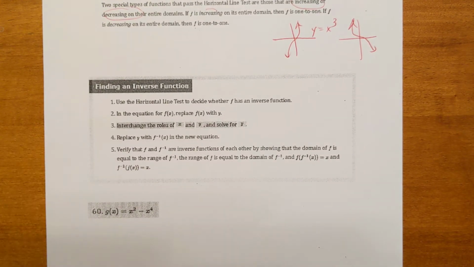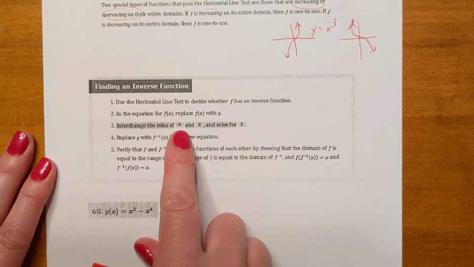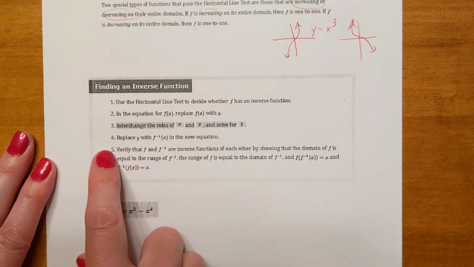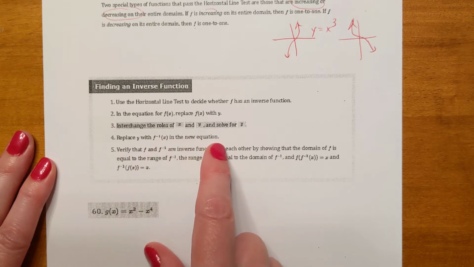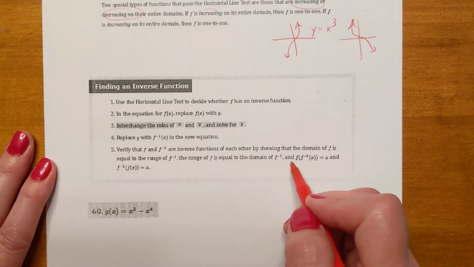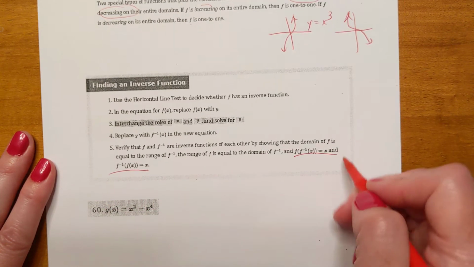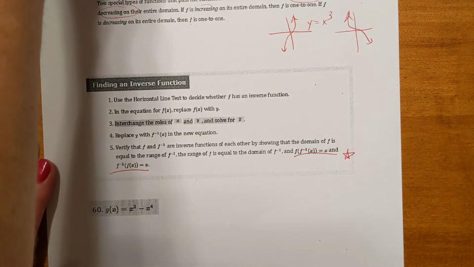All right, finding an inverse function. Step 1: use the horizontal line test to decide whether f has an inverse function. Step 2: use the equation for f of x and replace f of x with y. Step 3: interchange the roles of x and y and solve for y. Step 4: replace y with f to the negative 1 of x in the new equation to make it look fancy and pretty. And then last of all, verify that they're inverses, which you could do with arithmetic or using algebra. I want to do it the last way, because that's the way people are going to want you to do it in other classes. You need to show it algebraically.